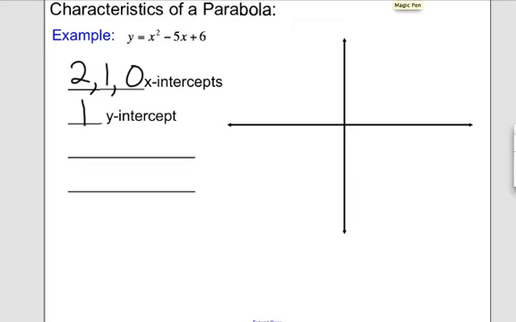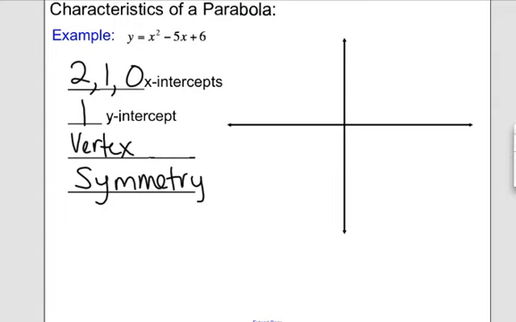The other thing that we're going to use is the vertex. The vertex will help us find a key point in the graph that will help us answer some real-life questions about parabolas that describe real-life things. Finally, we're going to use the symmetry of the graph. Okay, the graph comes down, remember, and then it repeats itself, and it goes right back up. So there are these points that are on opposite sides that are at the same level. And we're going to use that symmetry to help us graph the fourth or fifth point, depending on the situation.